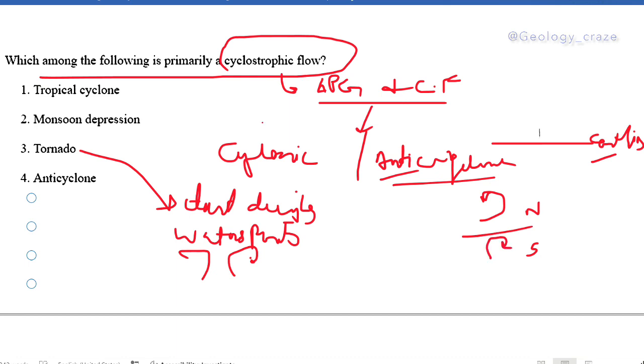So basically, there are many more things related with the cyclostrophic flow, but I'm not going into their detail, because it needs the whole concept. If you need the whole concept, just mention it in the comment box so that I can make a video accordingly, topic wise. So our correct answer is anticyclone.